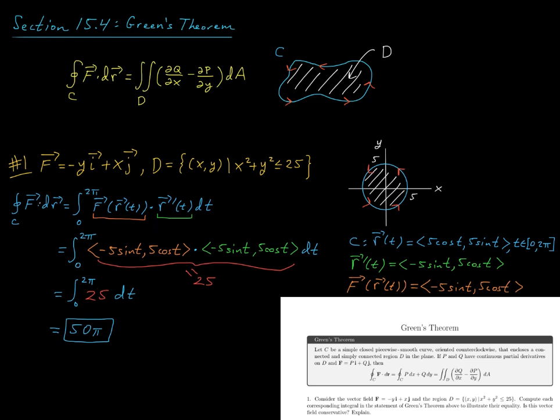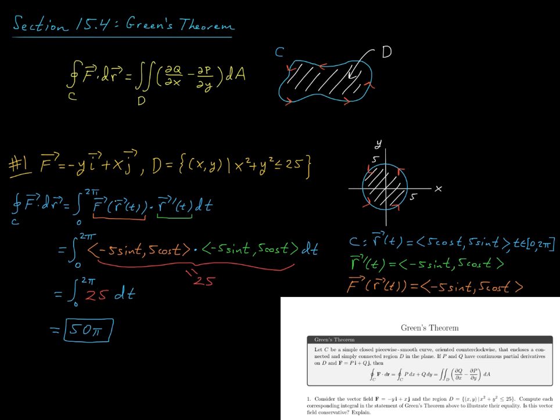Now to compute this line integral, we have to integrate our vector field F evaluated along our path, and then we have to dot that with the derivative vector r prime, which in this case is just minus 5 sine t comma 5 cosine t. And we're going to be integrating this dot product quantity from 0 to 2 pi.